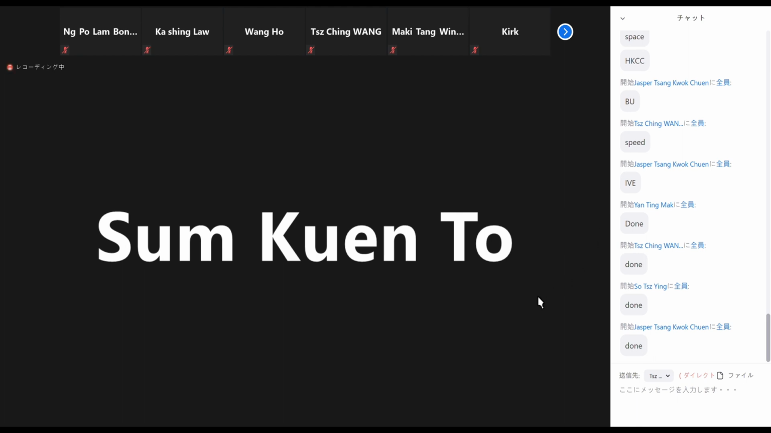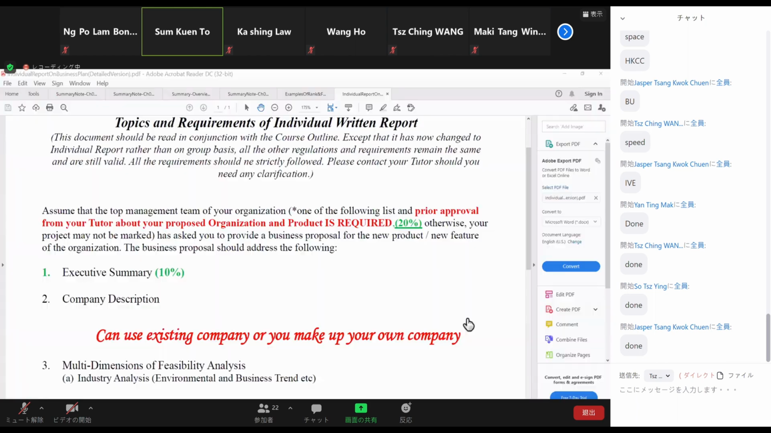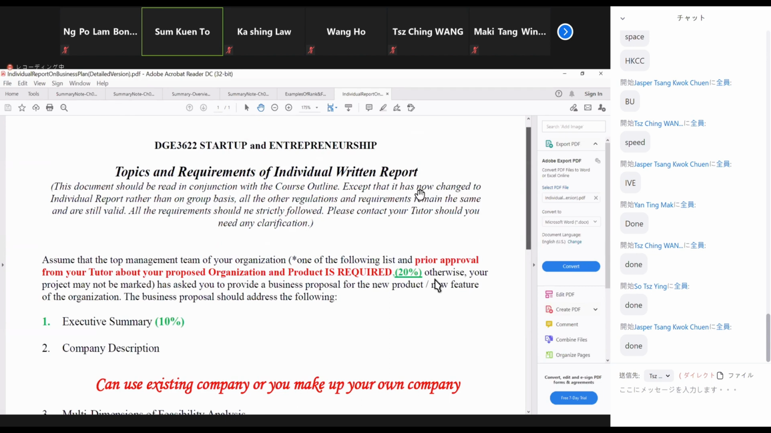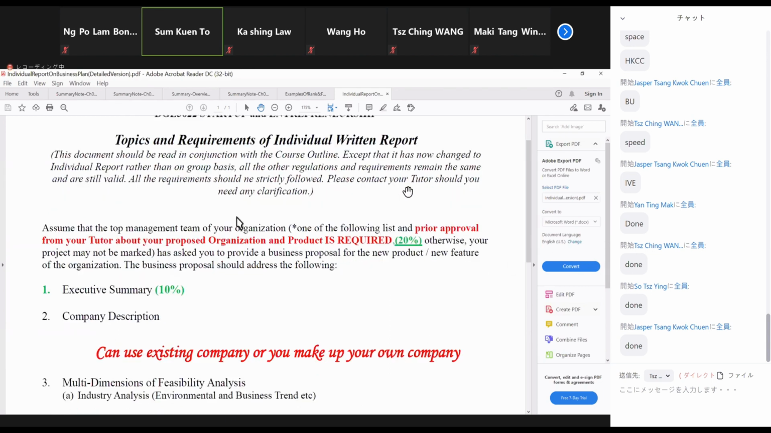My suggestion is that you don't overestimate your ability. Don't underestimate the difficulty of the project. Start your preparation of the business plan, which is 40%. So from your daily life, you should start thinking about what you should do.